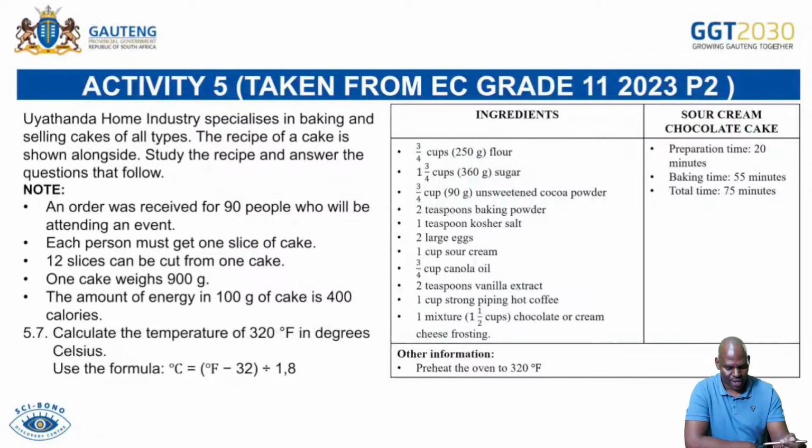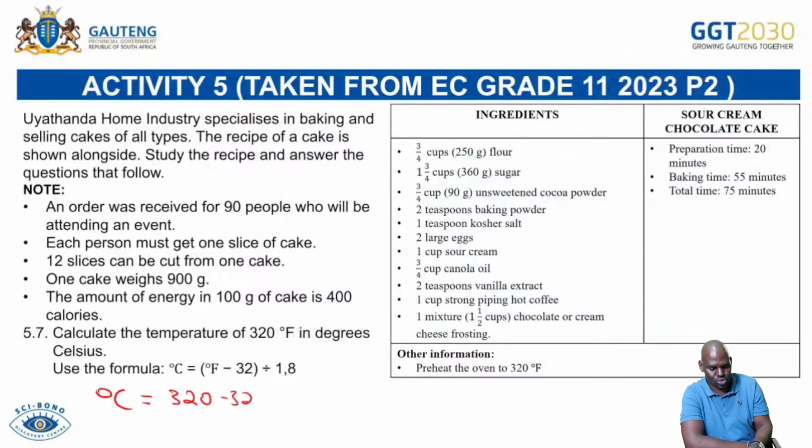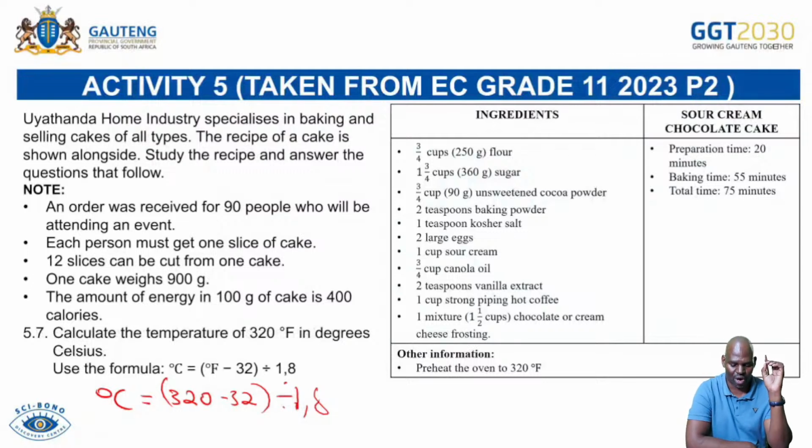Then again, I think we did a couple of this type of question, the temperatures. We just do the substitution. Degrees Celsius is equal to Fahrenheit minus 32, divided by 1.8. The question there is to calculate the temperature of 320 degrees Fahrenheit in degrees Celsius. The formula is indeed for calculating the temperature in degrees Celsius. Then we just do the substitution.